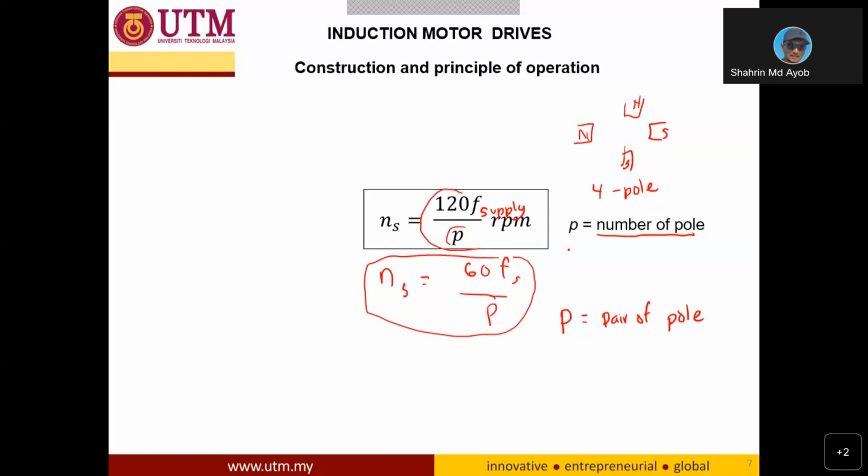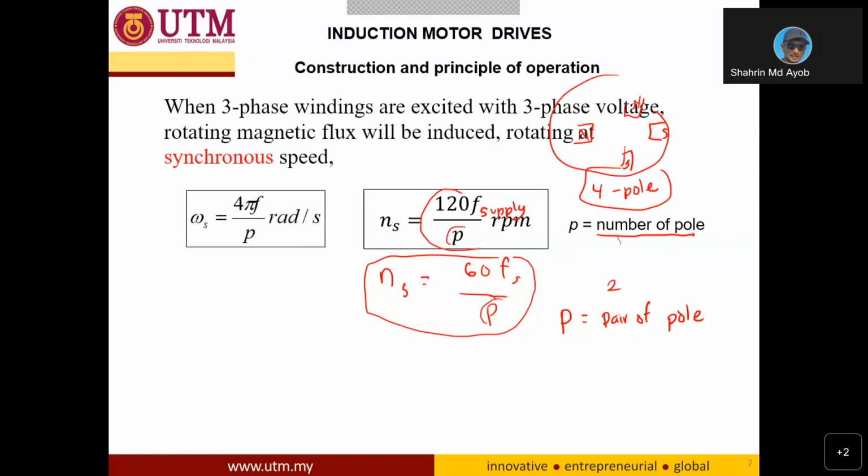If you are using the equation 60 multiplied with frequency supply over P, this P is not the number of poles, but the pair of poles. Okay? So please be reminded of that. The number of poles is 4, but the pair of poles for this configuration is 2. Actually it is the same. So please don't be confused, because later you will find a textbook using 60 frequency supply over P. And that P definition depends on the textbook.